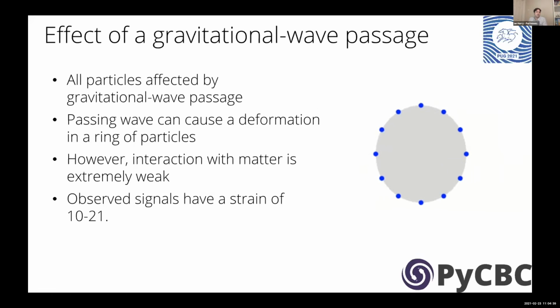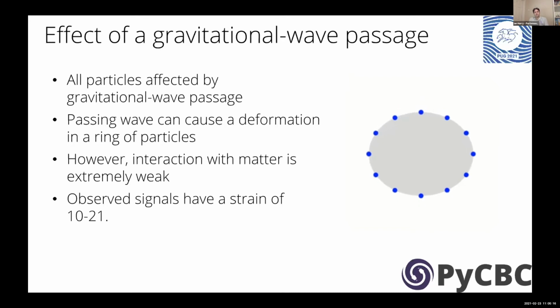All particles are affected by a gravitational wave going by. So it's not like if you want to study electromagnetic charge, you take a particle that's not charged and watch how it moves relative to other things. All particles will be affected by a gravitational wave going by. A passing wave causes a deformation in a ring of particles, like the illustration you can see here on the slide: as the gravitational wave goes by, this ring stretches and squeezes in accordance with the wave. And this is what we try to observe. The problem is that this interaction between gravitational waves and matter is extremely weak.